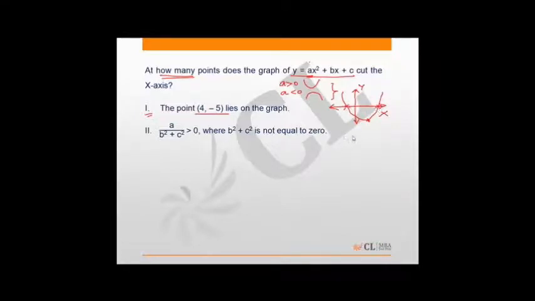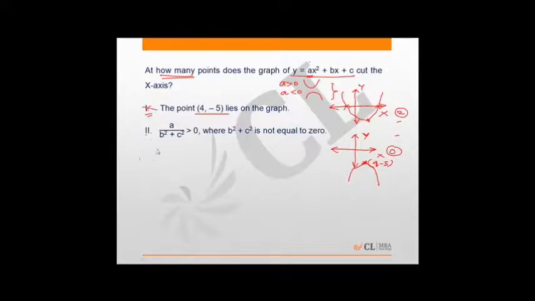At 2 points. Now, we may also have a situation where the same point (4, -5) lies on an inverted U graph, somewhat like this. So at how many points is it touching the x-axis? At 0 points. And here we get the answer 2 points. We are getting two different answers. That's why we cannot answer using the first statement alone.